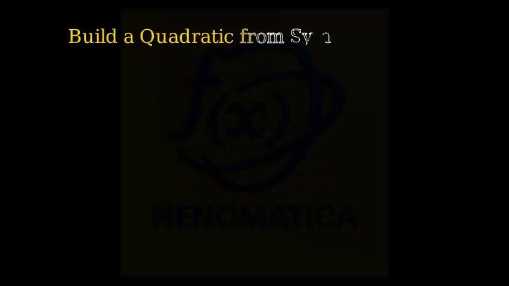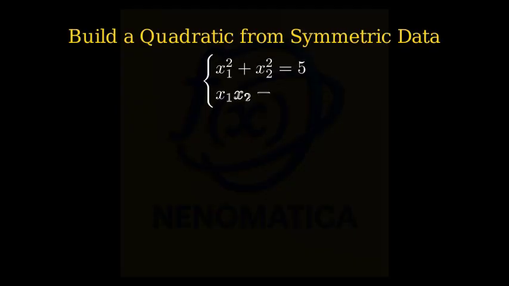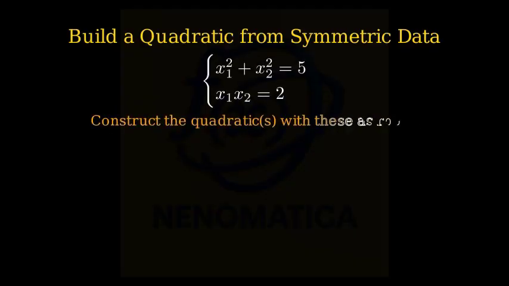In this lesson, we will build a quadratic equation from symmetric information about its roots. Here is the problem. We are told that two numbers, call them x1 and x2, satisfy x1 squared plus x2 squared equals 5, and their product is 2. Our goal is to write the quadratic equation whose roots satisfy these relations, and to find all possibilities.